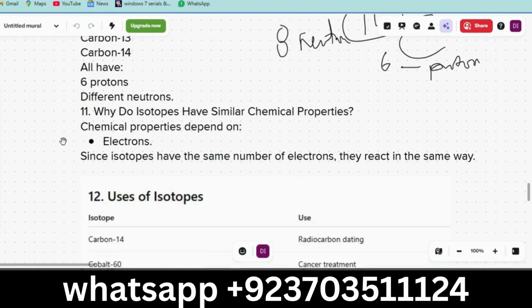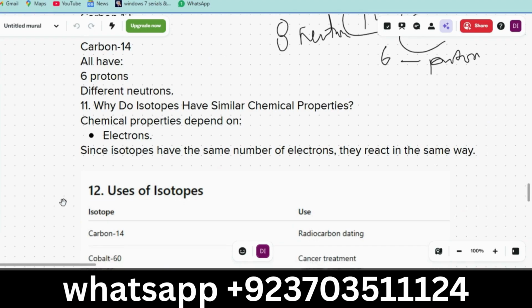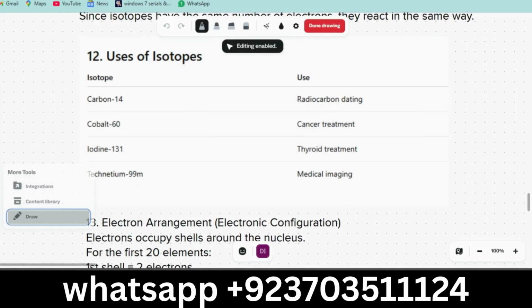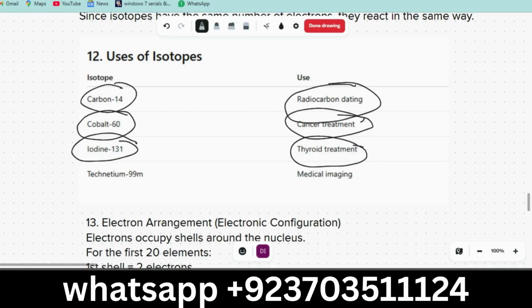Why do all isotopes have similar properties? Chemical properties depend on electrons. Since isotopes have the same number of electrons, they react in the same way. Now, why do we need isotopes? Carbon 14 is used for radioactive dating. Cobalt 60 is used for cancer treatment. Iodine 131 is used for thyroid treatment, and technetium 99m is used for medical imaging.